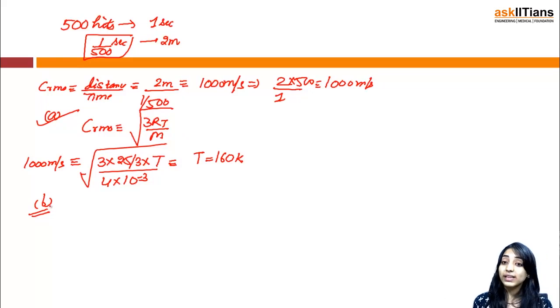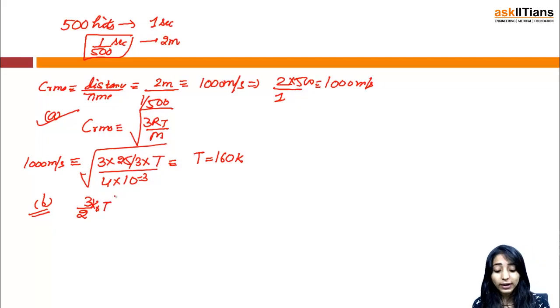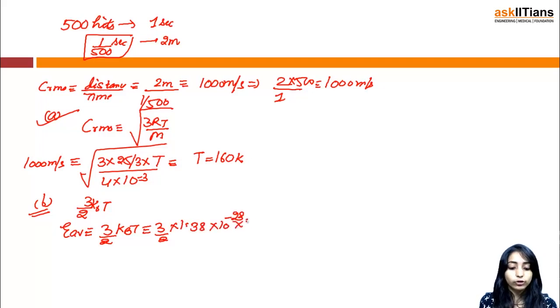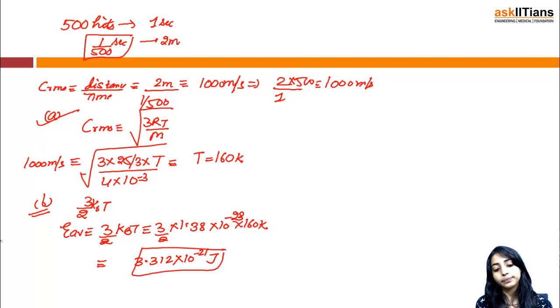He asks us to find the average kinetic energy of an atom of the monoatomic gas, and by the formula we know that the average kinetic energy of an atom is 3 by 2 kBT, where kB is the Boltzmann constant that has been given to us. So I can calculate E average as 3 by 2 kBT. I can put the values: 3 by 2 into 1.38 into 10 raised to the power minus 23 into 160 Kelvin, since the kB value is given to me, and the value will come out to be 3.312 into 10 raised to the power minus 21 joules. So we are done with part number B also.